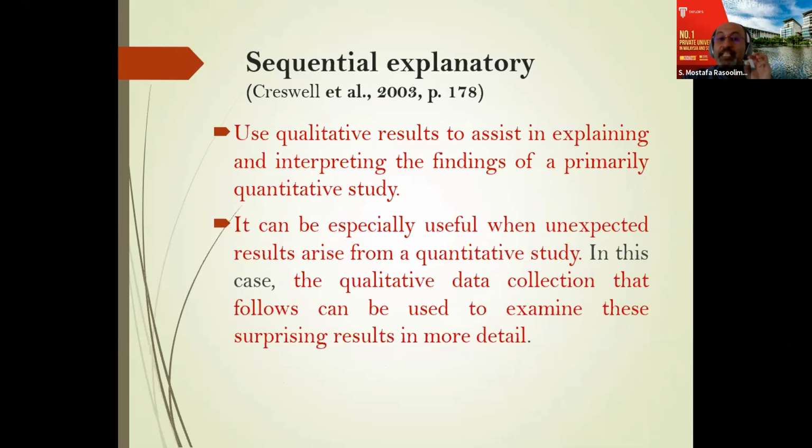When we have results of quantitative, but we have insignificant results for some relationship, right? We have insignificant results for some relationship, and we want to understand why. We want to understand the reason for the insignificant result. So unexpected results can be interpreted by applying a qualitative phase.